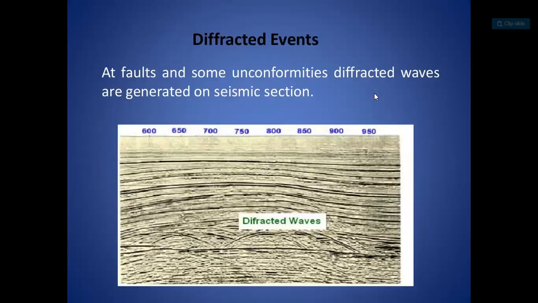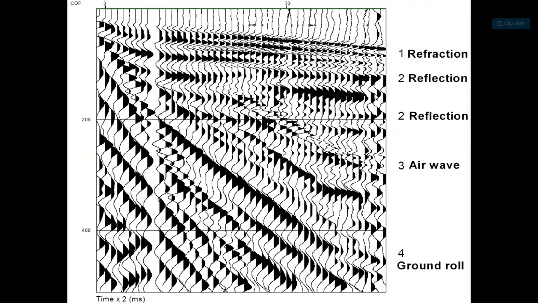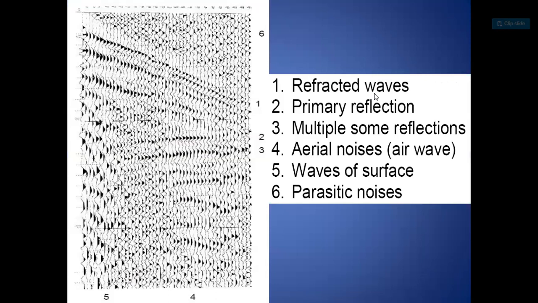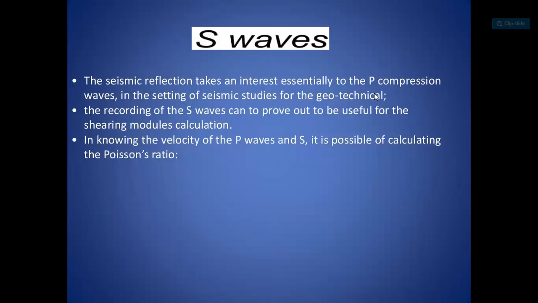So, diffracted events. These are the diffracted waves. At faults and some unconformities, diffracted waves are generated on the seismic section. So: refraction 1, refraction 2, reflection, air waves or ground roll. Refracted waves, primary reflection, multiple reflections, aerial noise or air wave, surface waves, parasitic noises, and S waves.